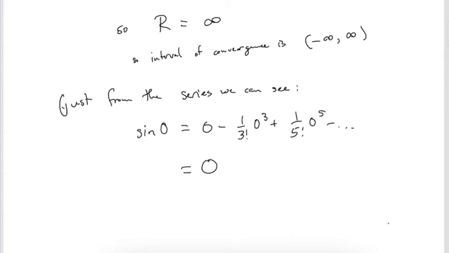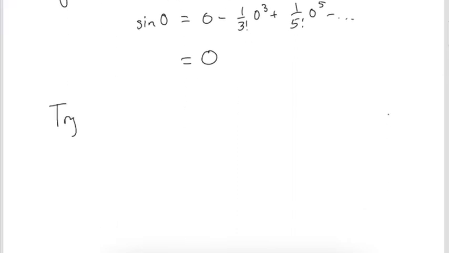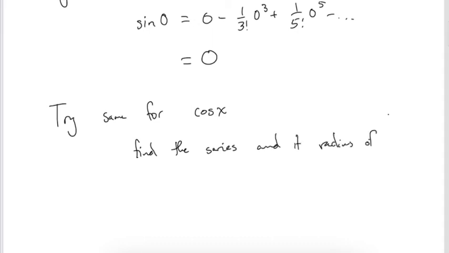All right. Anyway, I would like for you all to try all that same stuff, but with the cosine. So try the same for cosine x. This might take a little time, I mean, it just took me 20 minutes to do that, although it should go a little faster because it's very similar to what I just did. So I would like to find the series and its radius of convergence. All right. We'll take some time to do that.